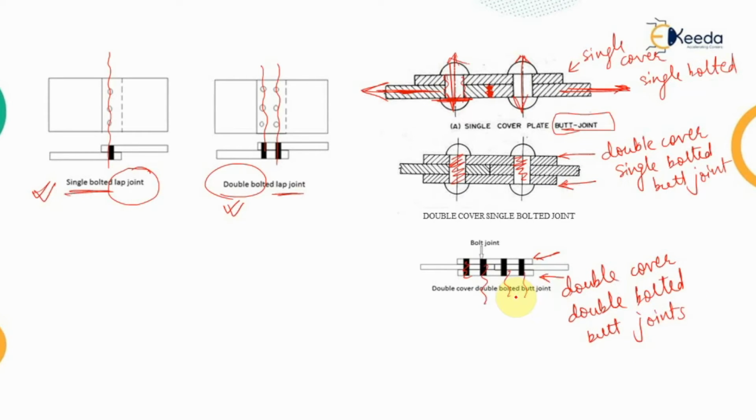Similarly, depending upon the number of cover plates, which can be increased up to 2, and depending upon the number of rows of the bolts which are provided, which can be up to n value, it can be classified upon that category. So it will be double cover, n bolted butt joints, depending upon the value of the n.